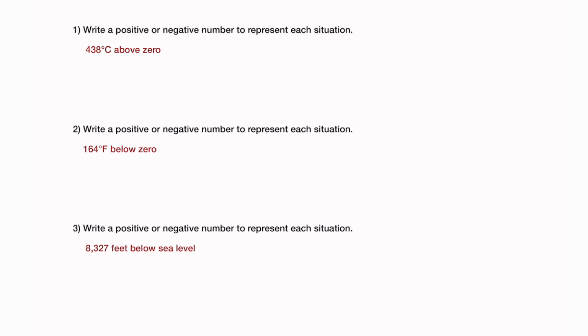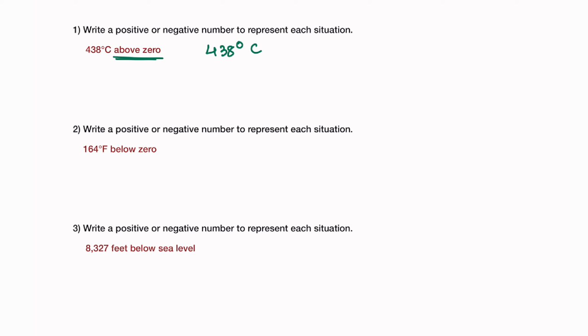So basically, given the situation, we have to write a negative or a positive number. So to decide whether the given statement represents a negative number or a positive number. It says 438 degrees Celsius above zero. Above zero meaning what? It is going to be positive. So we will say 438 degrees Celsius. We don't need to write a positive sign, right? No sign implies it's positive. But when it's negative, we got to put a negative sign there.